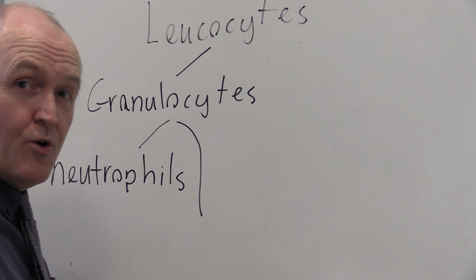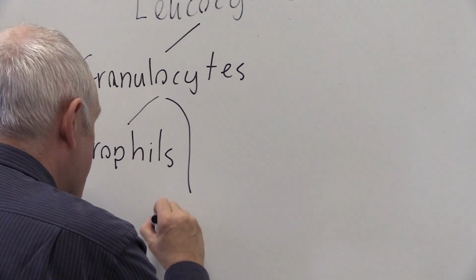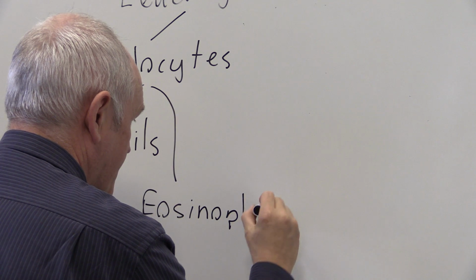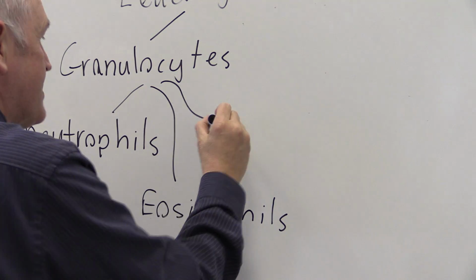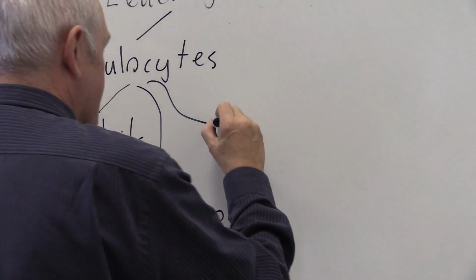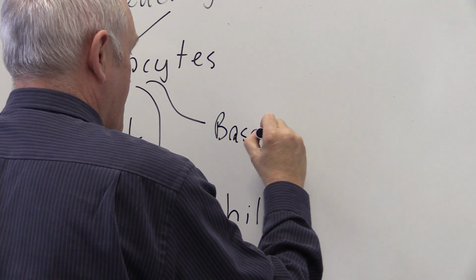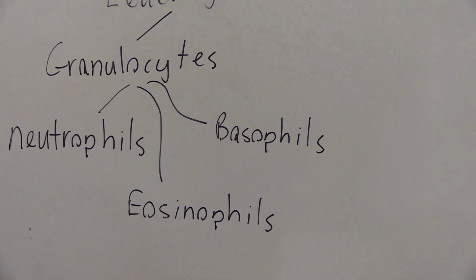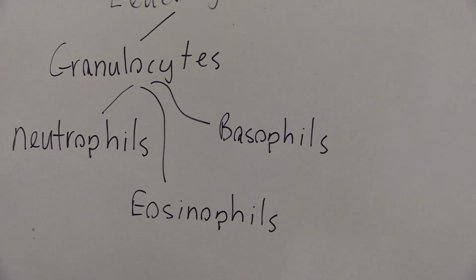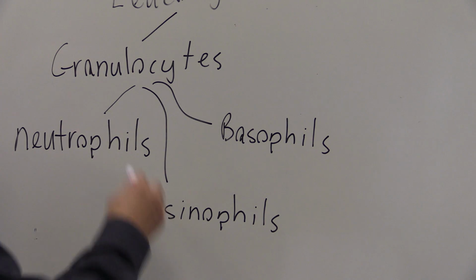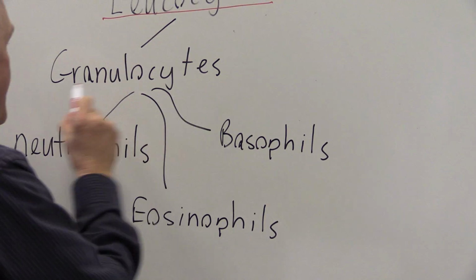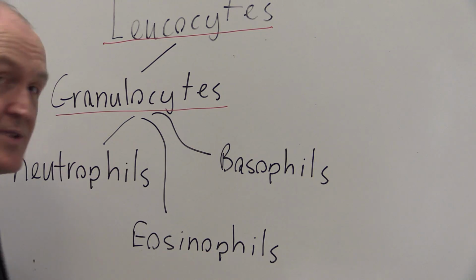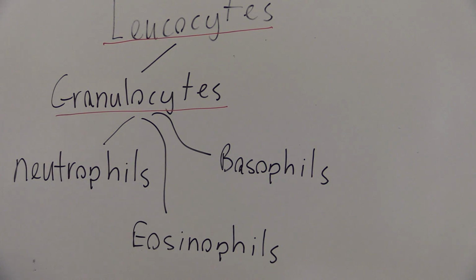Then there's another type called eosinophils. And there's a less common type called basophils. So you might have noticed already that all of the granulocytic leukocytes, so these are leukocytes, but they are granulocytes, all end in phil.